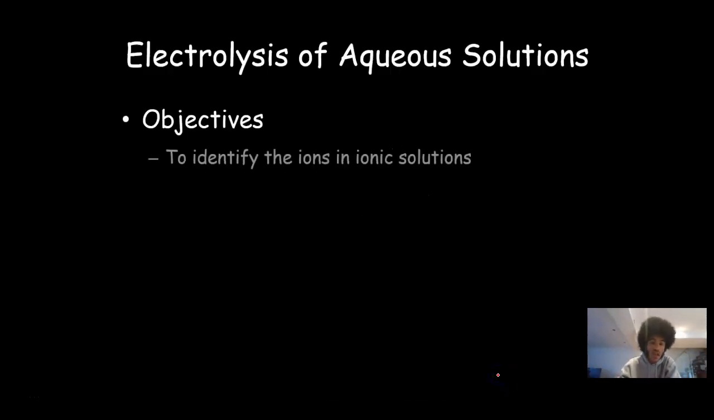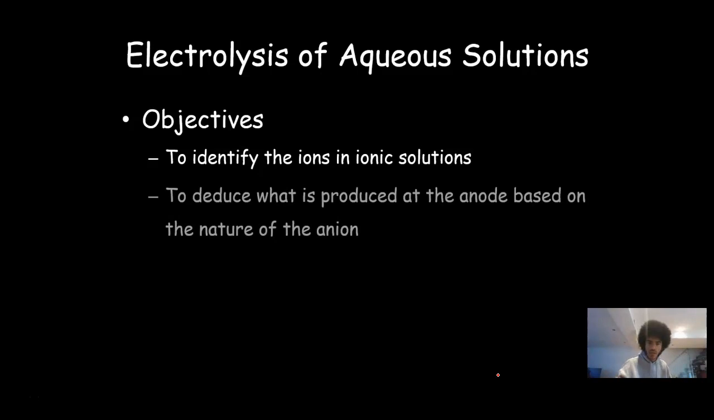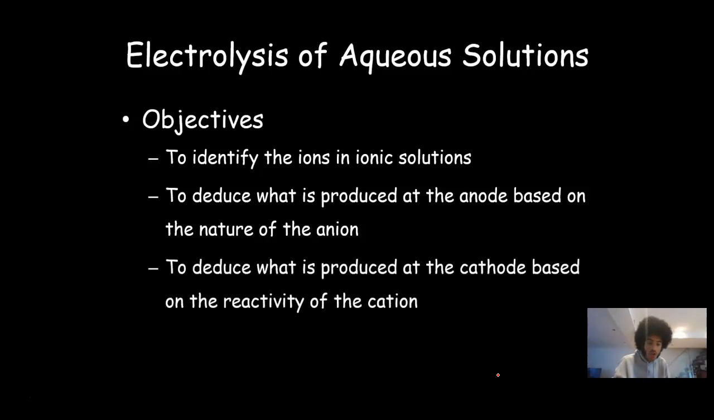The first thing is to identify the ions in ionic solutions. It's pretty straightforward compared to what you've done before, but with a couple of extra caveats. We're also going to work out or deduce what is produced at the anode based on the nature of the anion, and we're also going to deduce what's produced at the cathode based on the reactivity of your cation. All right, so let's just review what we've done previously.